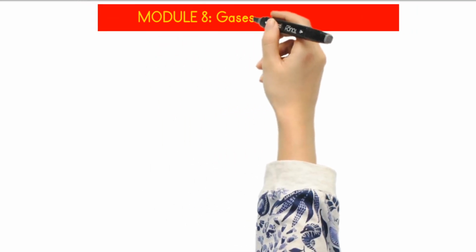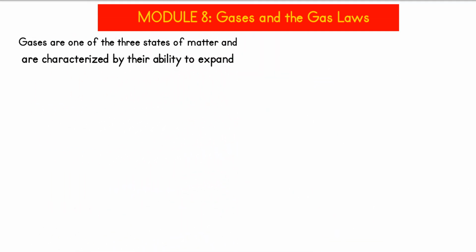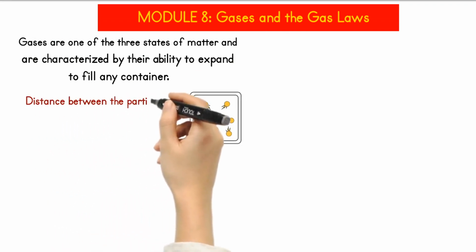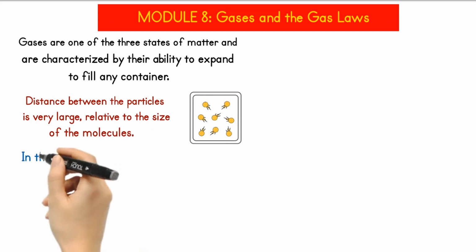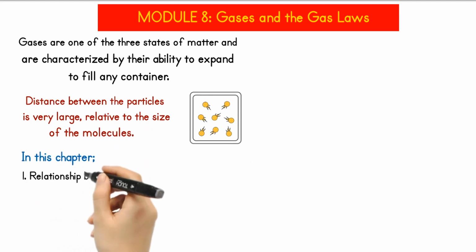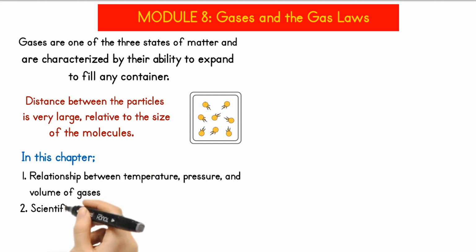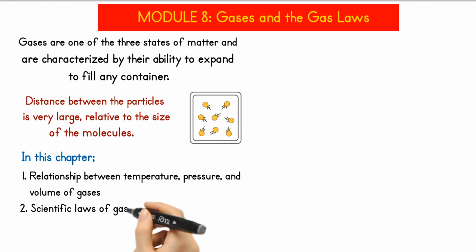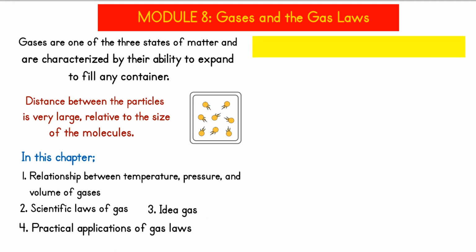Module 8. Gases and the Gas Laws. Gases are one of the three states of matter and are characterized by their ability to expand to fill any container. In a gas, the distance between the particles is very large relative to the size of the molecules. In this chapter, we will explore the relationship between temperature, pressure, and volume of gases, various scientific laws that govern the behavior of gases, the ideal gas, and the extent to which ideal gas laws have practical applications.